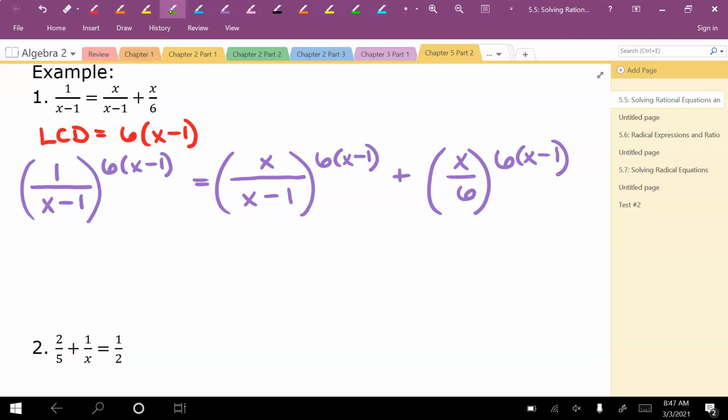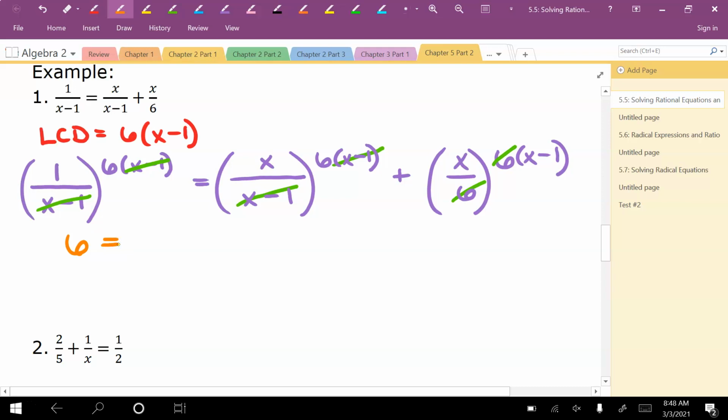All right, in the first fraction, I can cancel off my x minus 1s. I can do the same thing in the second fraction because they each have an x minus 1 in the top and in the bottom. So I'm just crossing off those pieces. In the last fraction, I can cross off the 6s. Okay, so from the first fraction, what's left is a 1 times 6. 1 times 6 would just be 6. Then I have my equal sign.